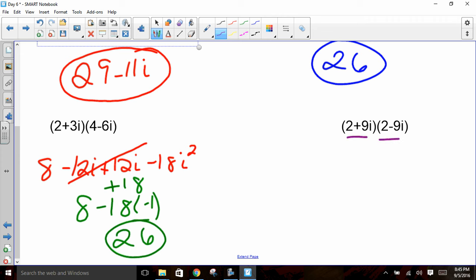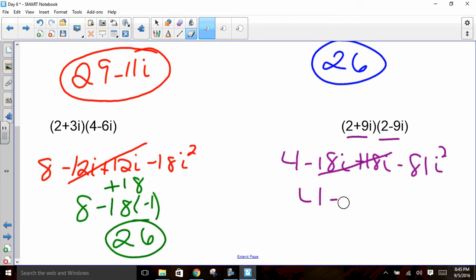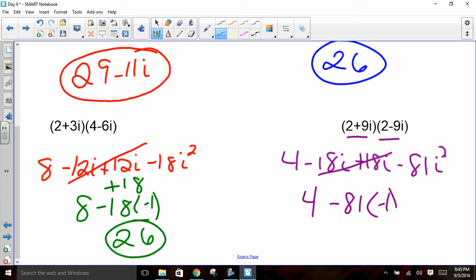Ooh, same stuff. Should have my middles cancel. So I should get 4 minus 18i plus 18i minus 81i squared. Again, that middle part cancels out, and I get 4. Ooh, that's not really a good 4. Let's try that. Put it back together there. 4 minus 81 times negative 1. So that ends up turning into a plus 81. So my grand answer here is 85.